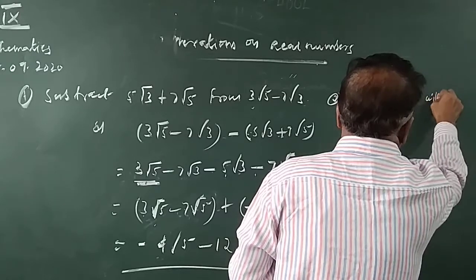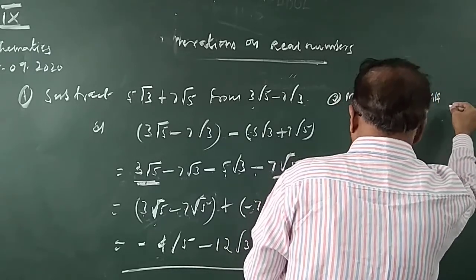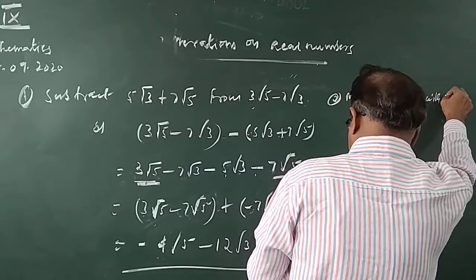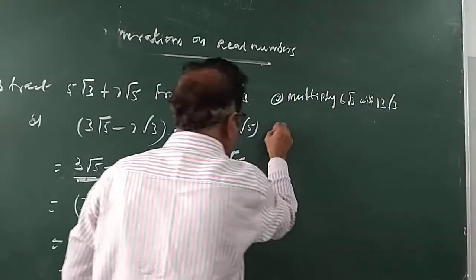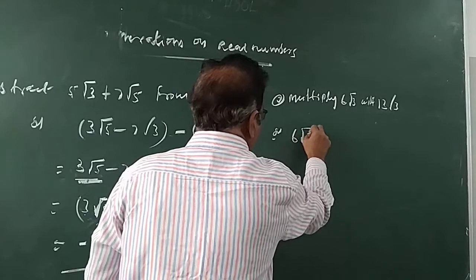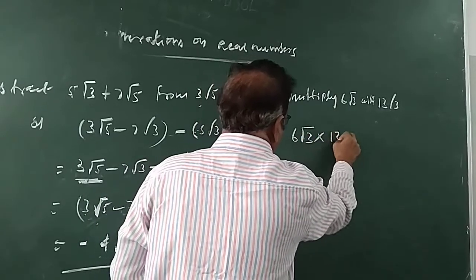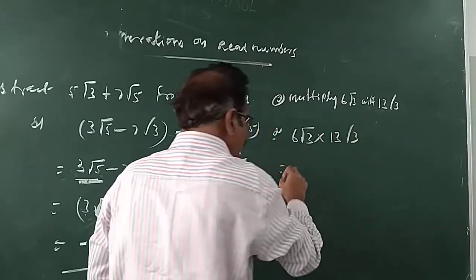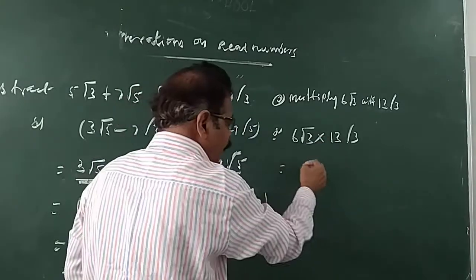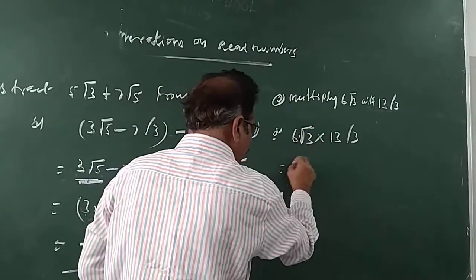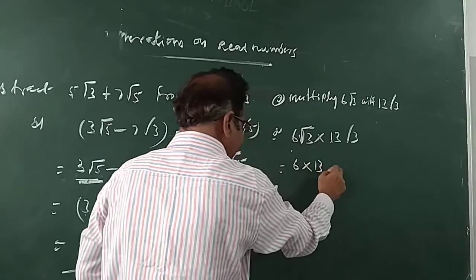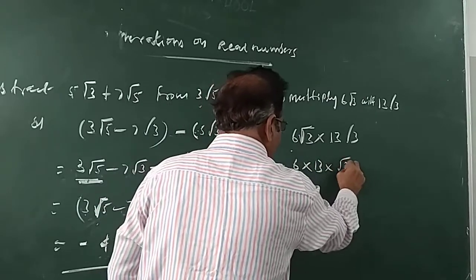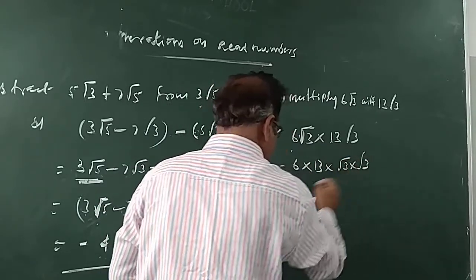Multiply 6 root 3 with 13 root 3. Same irrational number, different multiples. You multiply the first multiples, 6 into 13. Next, multiply the irrational numbers, root 3 into root 3.